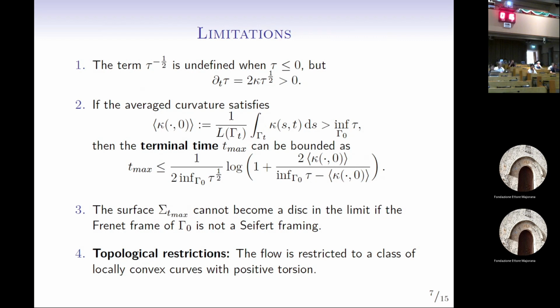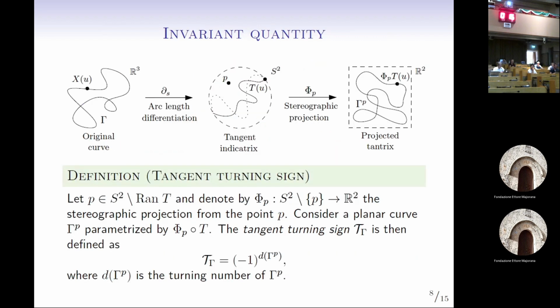So that's very similar to regular homotopy for planar curves. But here there's another restriction: the curves during the homotopy must stay locally convex, which means that the curvature is non-zero everywhere. So in this case, there is no turning number, but we can define a similar property, which I call the tangent turning sign.